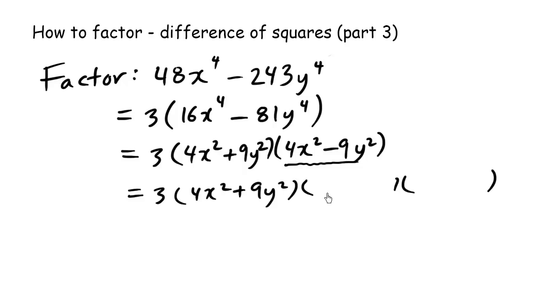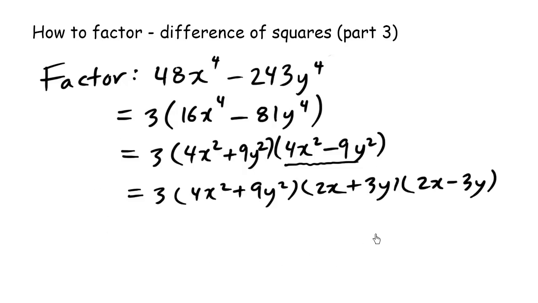What times what is 4x squared? We have, great job, 2x times 2x becomes 4x squared. We always write plus minus. What times what is 9y squared? We have 3y times 3y is 9y squared. Double check, can we go any further? And this is probably as hard as we're going to get.